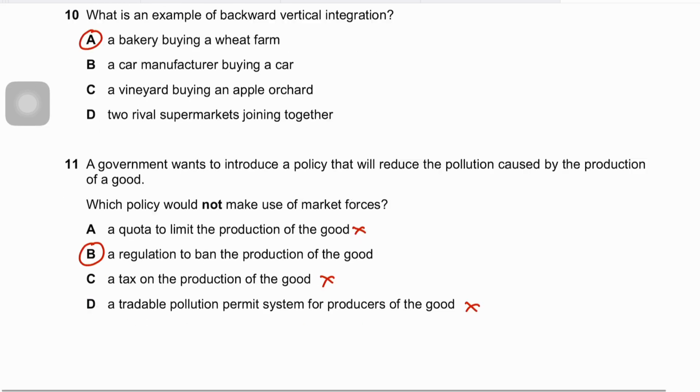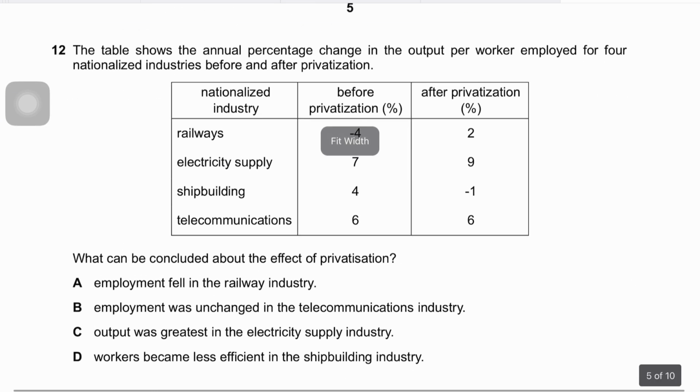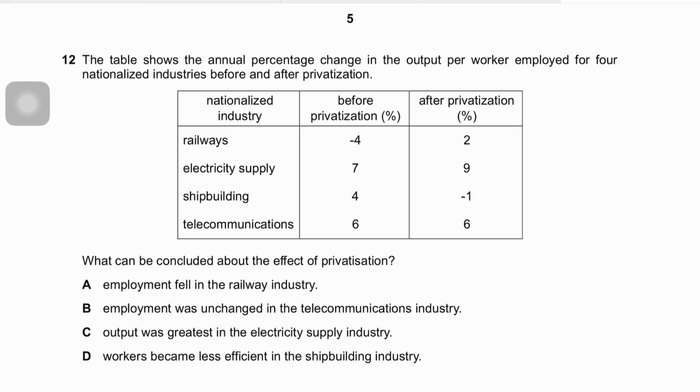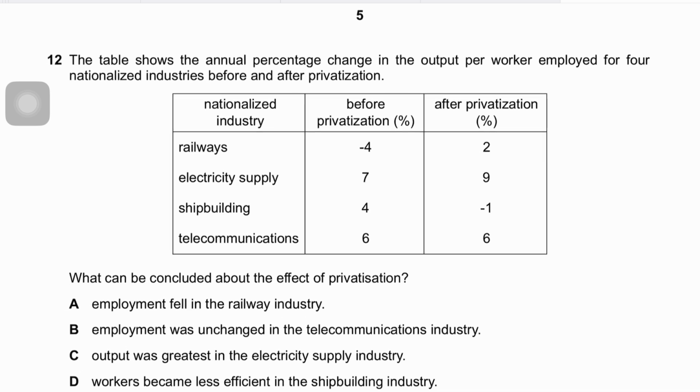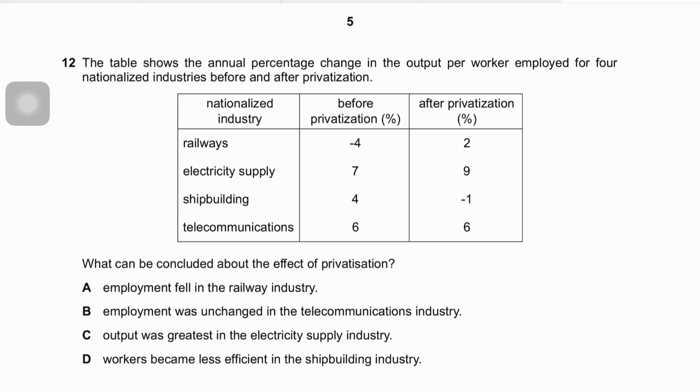The next question, number 12, says the table shows the annual percentage change in the output per worker employed for 4 nationalized industries before and after privatization. What can be concluded about the effect of privatization? Okay, now this is an interesting question. The table is showing the annual percentage change in the output per worker, right? And if you look at option number A, option A says employment fell in the railway industry. Now, if you look at what's happening, because it's saying output per worker employed, right?